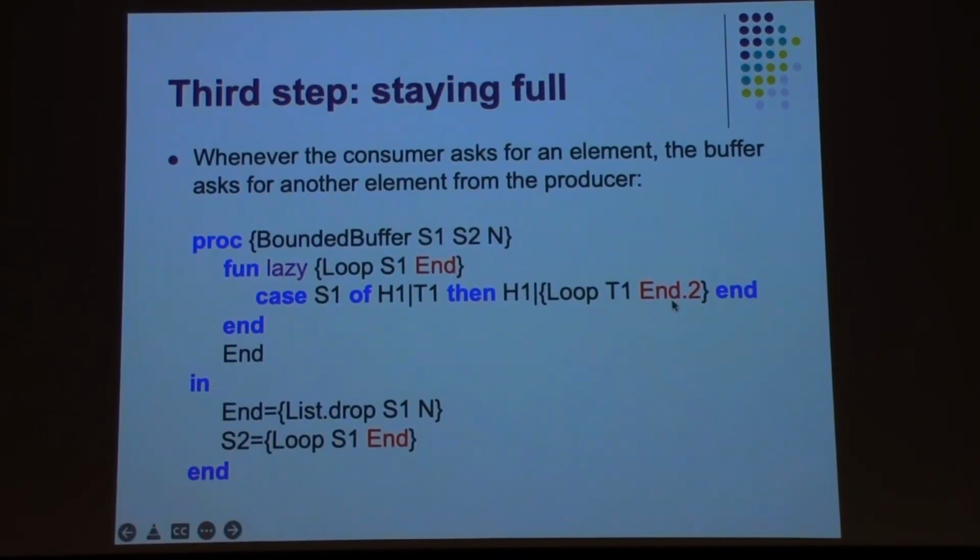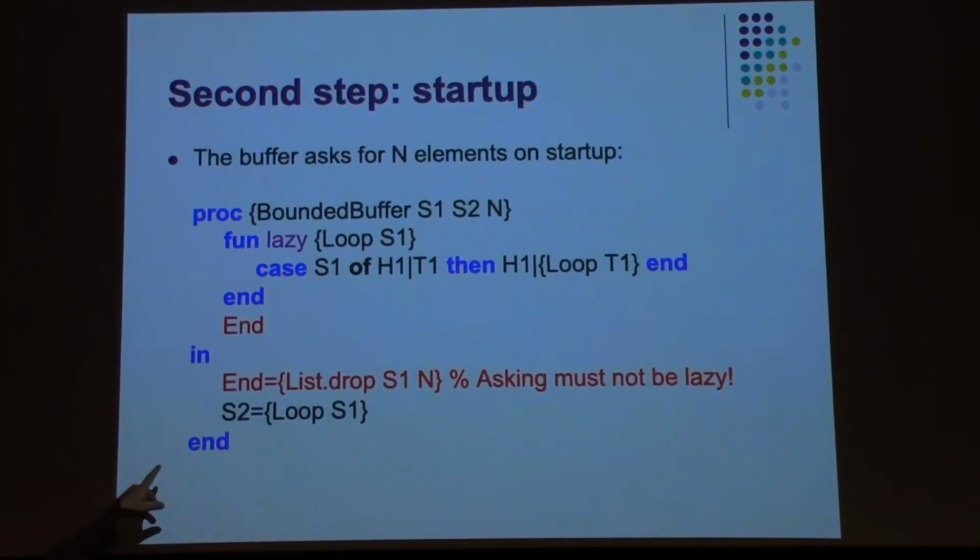That means whenever the consumer takes an element, it will automatically ask the producer for another one. Maybe the producer cannot give it, but we don't care. We have to ask for it, so the buffer tries to stay full. Whenever the consumer takes an element, it asks for one more. And then there's a final step, because there's a problem with these two steps.